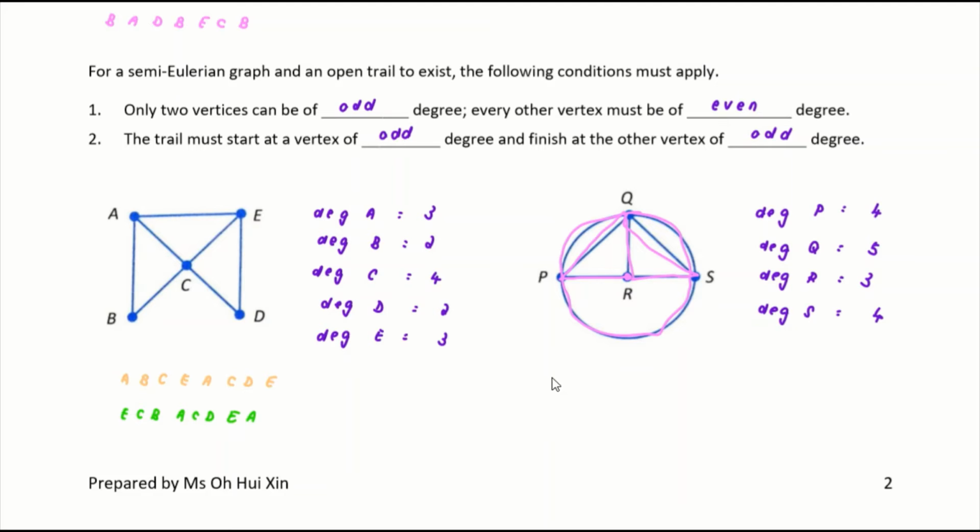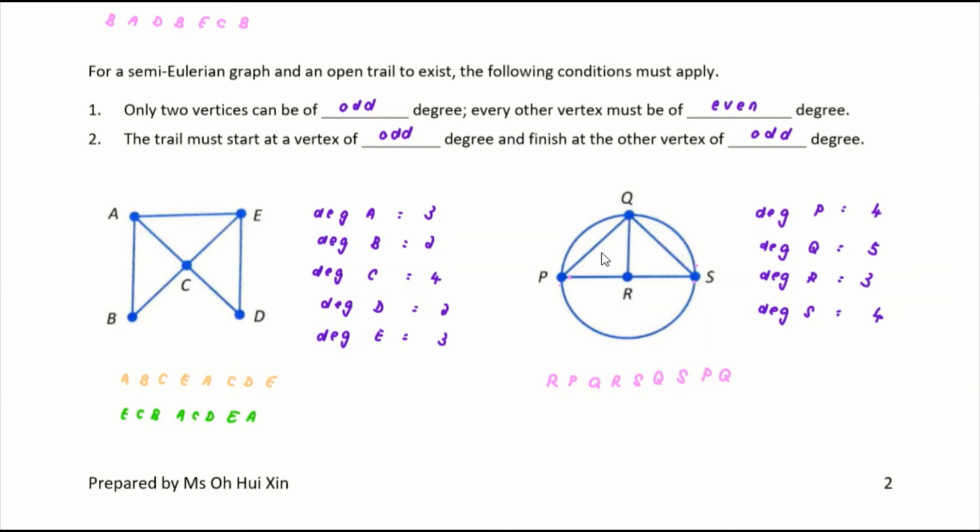So in this case, just now is R, P, then I go back R, Q, S, Q, S, P, Q. Okay, so that's the idea. So let's try again. R, P, Q, R, S, Q, S, and then P, Q. Okay, so that's the first case.